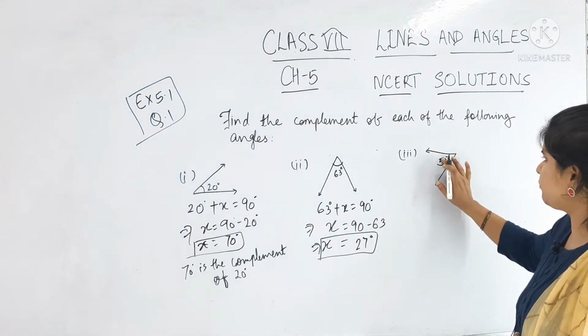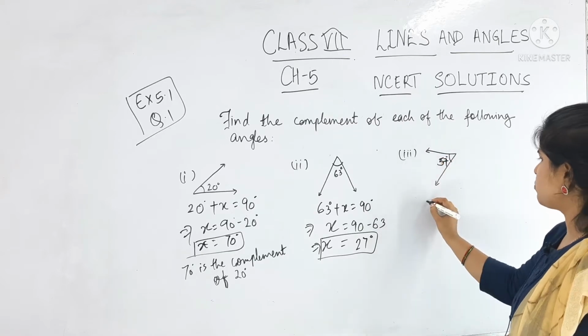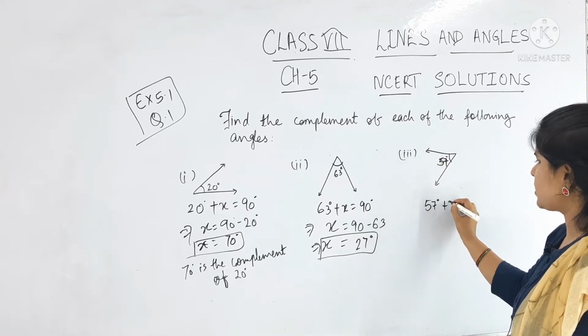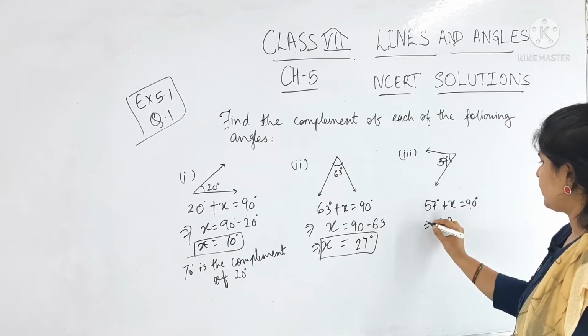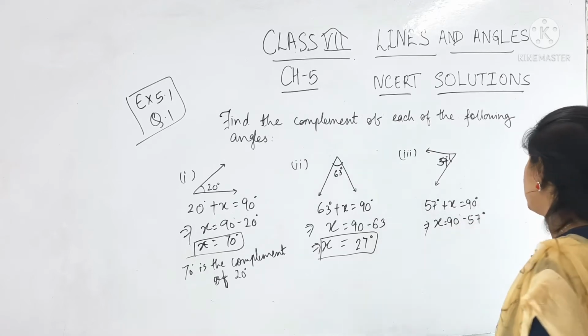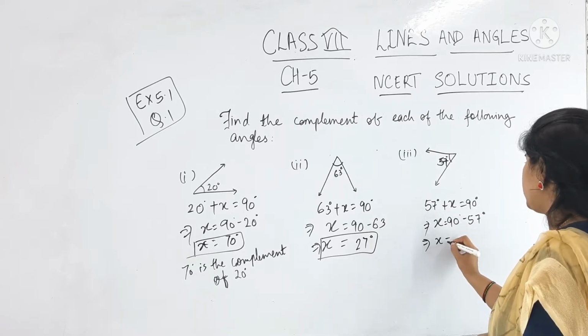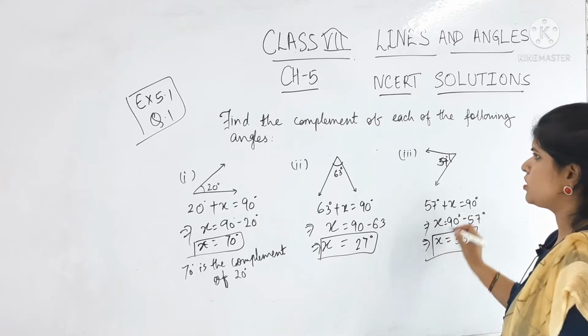The third one is 57 degrees. So 57 degrees plus x equal to 90 degrees. So x equal to 90 degrees minus 57 degrees. So here x equal to 33 degrees I will get. So this is the first question.